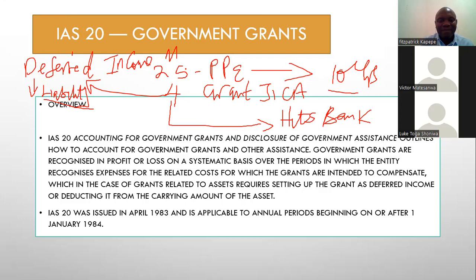But this asset, the property, plant and equipment, will be depreciated every year. So the depreciation every year is expected to be 2.5 million, because the economic lifespan of this particular asset is 10 years. Similarly, you need to apply the same economic lifespan of the asset to the grant. So this grant also needs to be amortized over 10 years, giving us 0.4 in amortization every year.